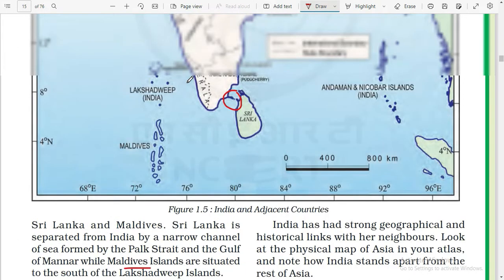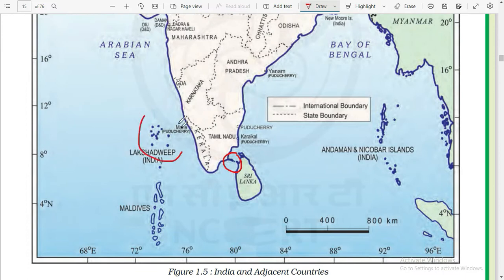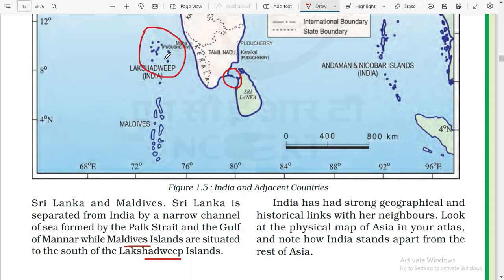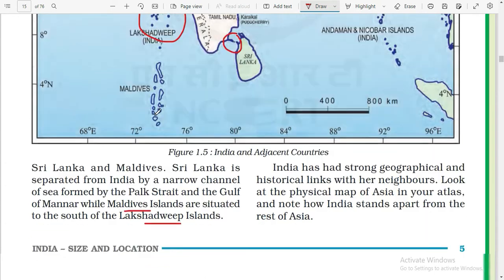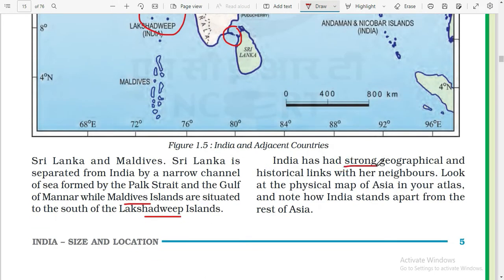See here, Lakshadweep is part of our country. Okay, the capital of Lakshadweep is Kavarati. Whereas Maldives is a separate country. Maldives is located to the south of Lakshadweep. India has strong geopolitical, geographical and historical links with our neighbors.